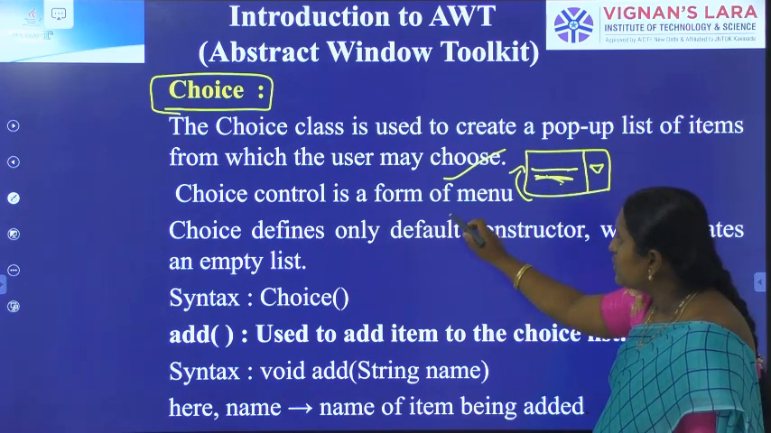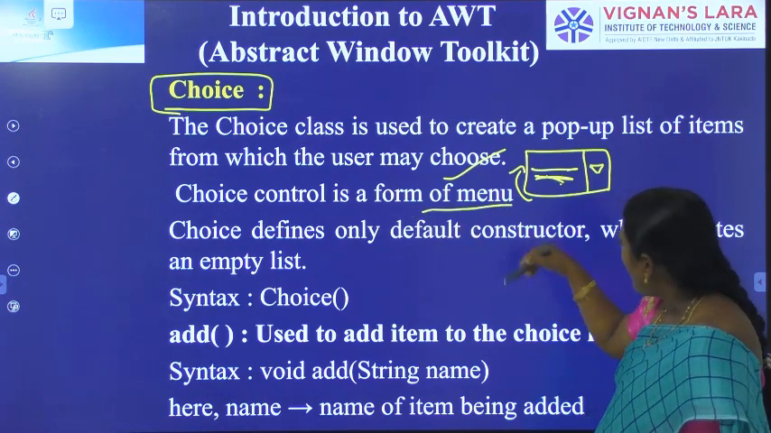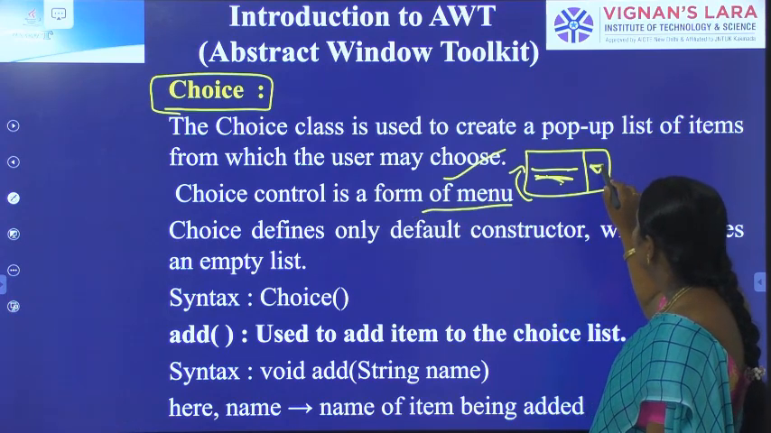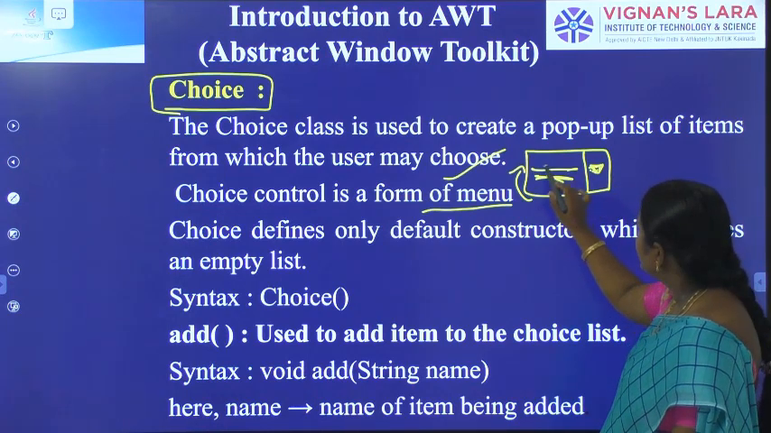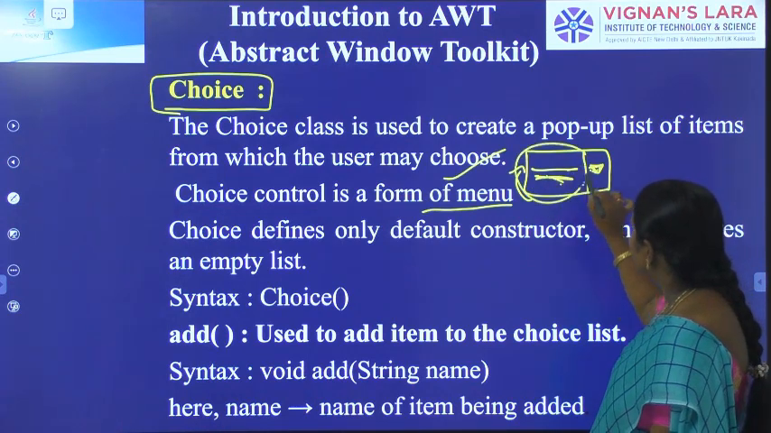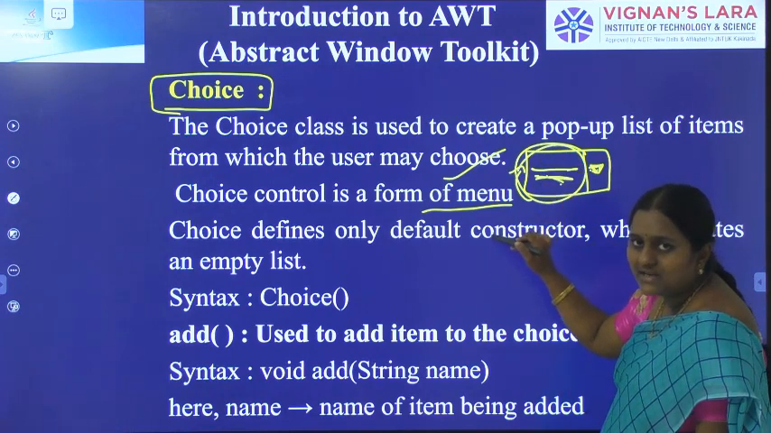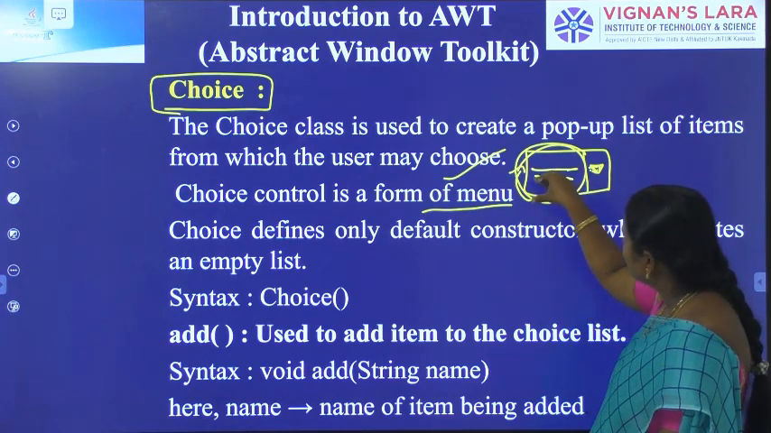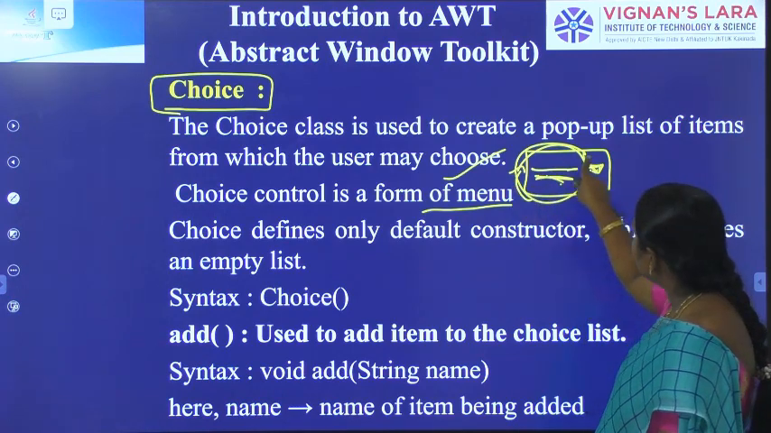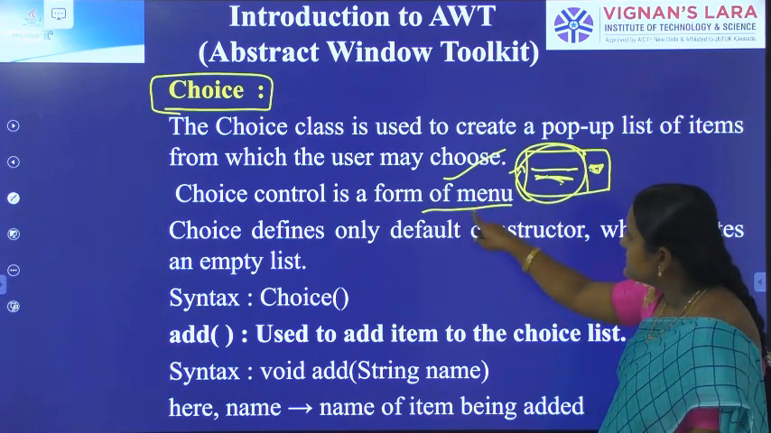So Choice is a control. It is a form of menu. It is a pop-up menu. Whenever we click on this button, the items already in the Choice will be displayed here. So we can pick and click one item, and that item is visible on the screen. So it is a pop-up menu.